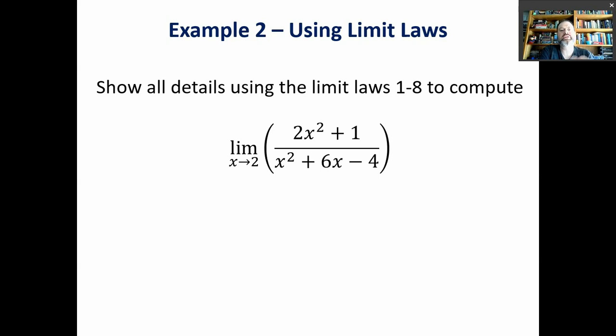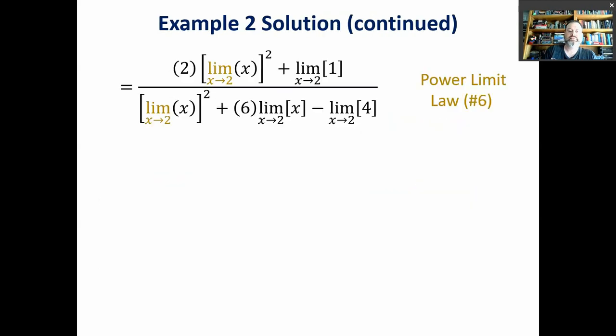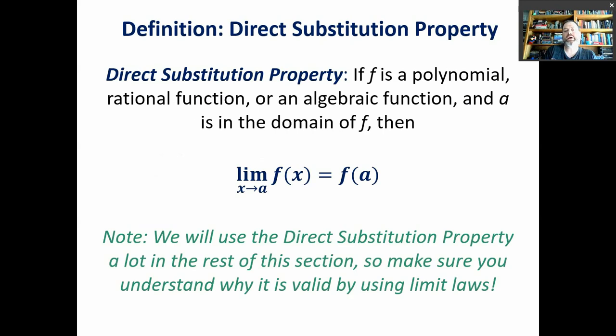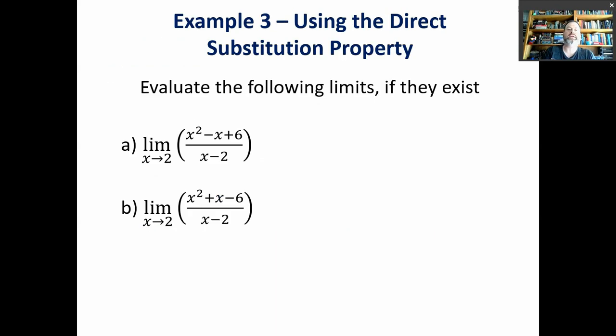You need to have this direct substitution property. So you have to be able to show that for any time you have a polynomial divided by a polynomial, or a root function in there, or a combination of polynomials and root functions, that you're allowed to do this. And the limit laws allow us to do that. Because you might be tempted to use this property when you can't.